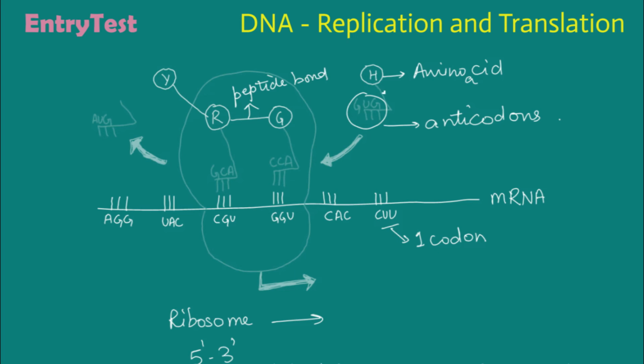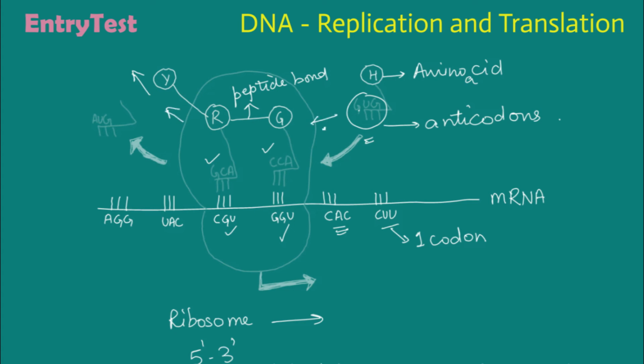So this amino acid is going to come here. This H is going to form a peptide bond with G, and this GUG will combine with CAC, like over here. So these will come here. Similarly, G will bond with this one, R is going to bond with this one, and the polypeptide chain will come out in this direction.